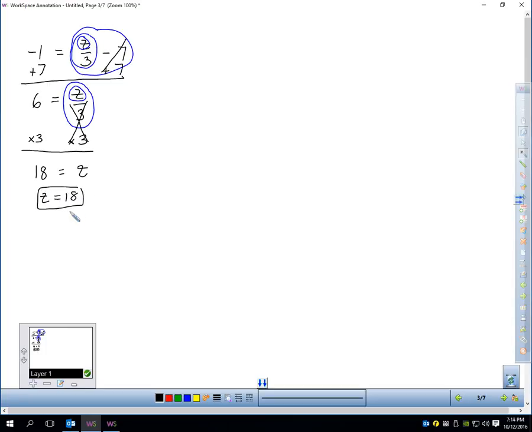Let's check. Okay, we should always check. Let's take 18 and plug it in. So in my calculator, I'm going to take 18, I'm going to divide that amount by 3, and then subtract 7. And I want to make sure that when I do all this, I get negative 1. And if you do that, you're finding out, yes, it does give me negative 1.